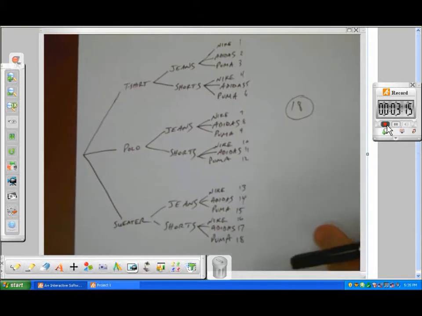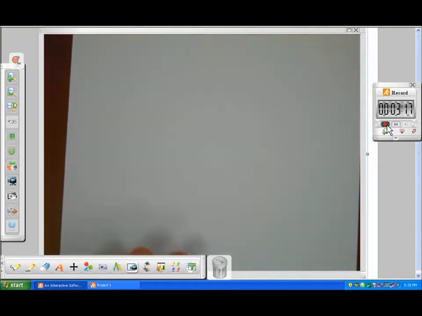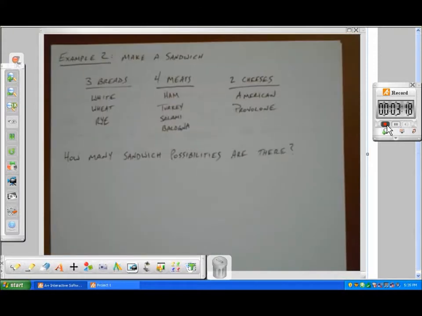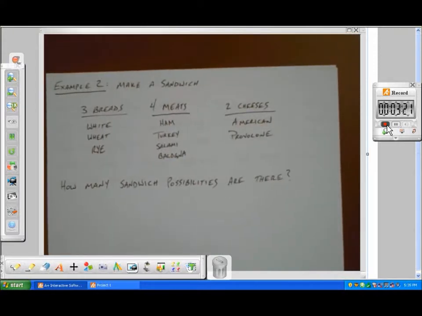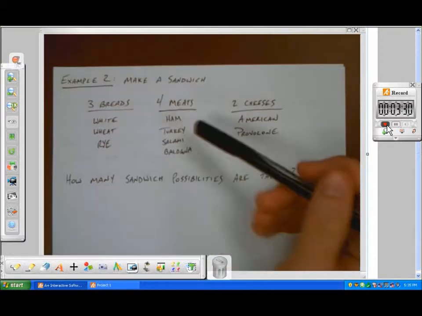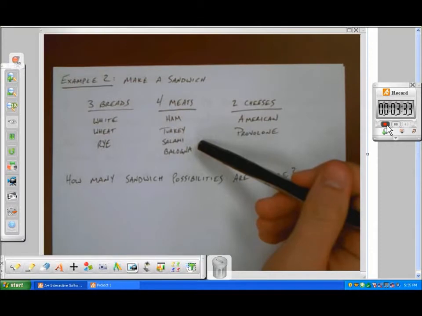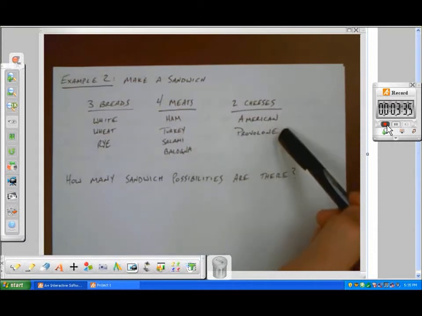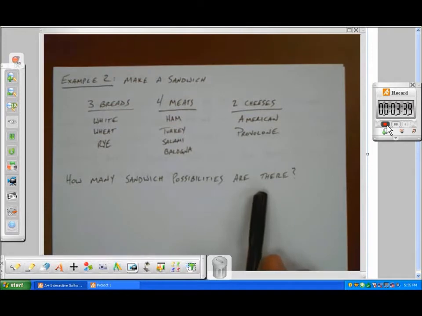Example 2 is called making a sandwich. We're going to make a sandwich and we have some different options. We get to pick a bread, a meat, and a cheese. There are 3 breads, white, wheat, and rye. 4 meats, ham, turkey, salami, and bologna. And 2 cheeses, American and provolone. So the question is, how many sandwich possibilities are there?